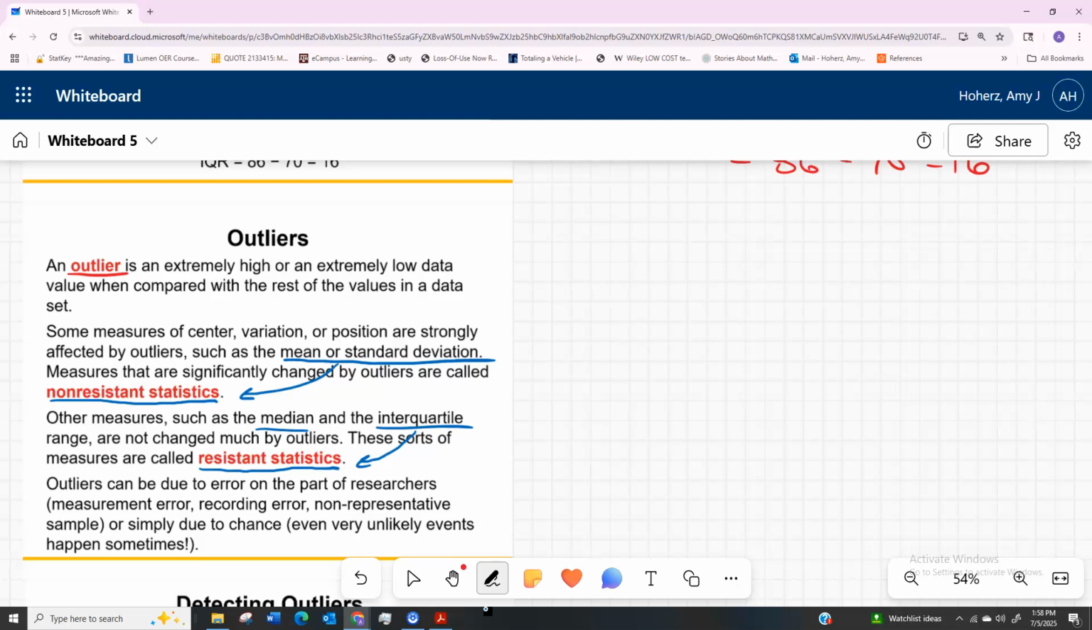And where do outliers come from? Well, it could be from error on the part of the researchers, like a measurement error or a recording error. They got a sample that wasn't representative of the population, or it could just be from chance because unlikely things still happen. So when you're talking about, say, people's income, you do have people that have extremely high incomes. You have people that have extremely low incomes. Now, if you take a relatively small sample, are you going to find one of those people? Not necessarily. But if you do, that could become an outlier.